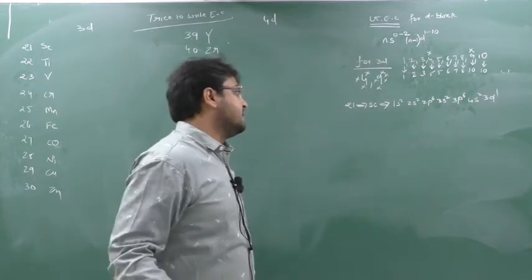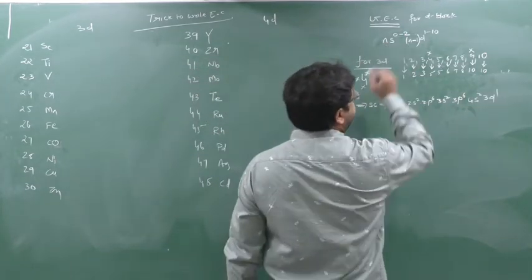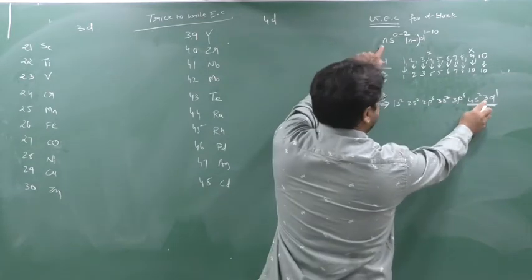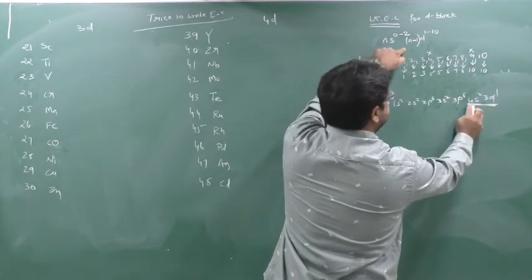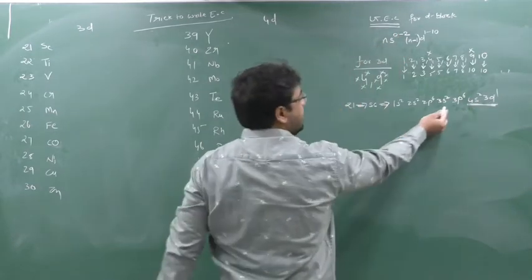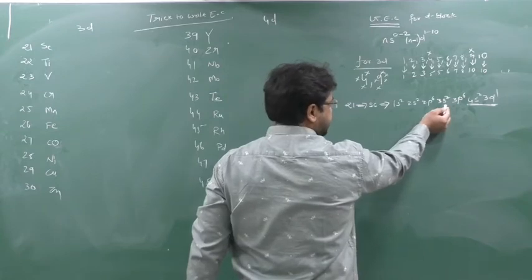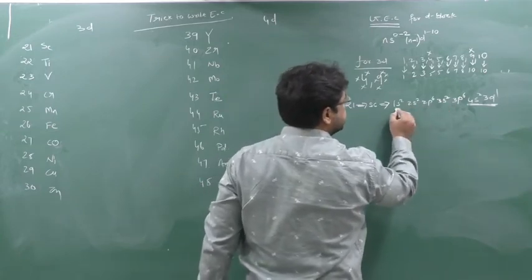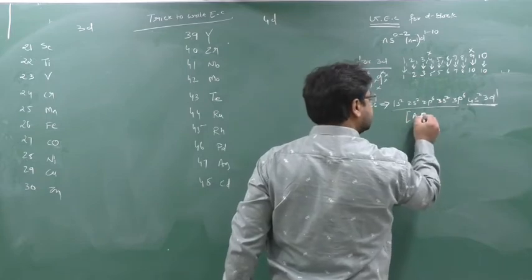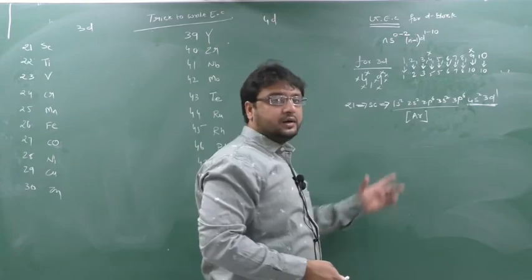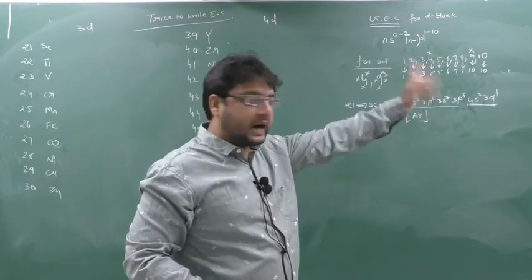Done this? Now see here. I told you ns and (n-1)d. This is ns and this is (n-1)d. n is 4 and n-1 means 3. It is matching: 0 to 2 and 1 to 10. Now see what this is: 2 plus 2 is 4, plus 6 is 10, plus 2 is 12, plus 6 is 18. So this electronic configuration is for what? Argon. 18 is argon, the nearest general noble gas configuration.